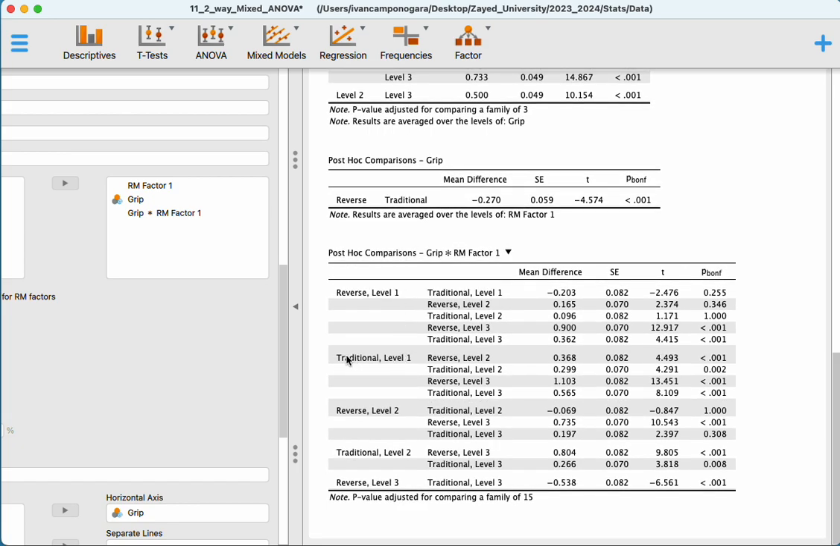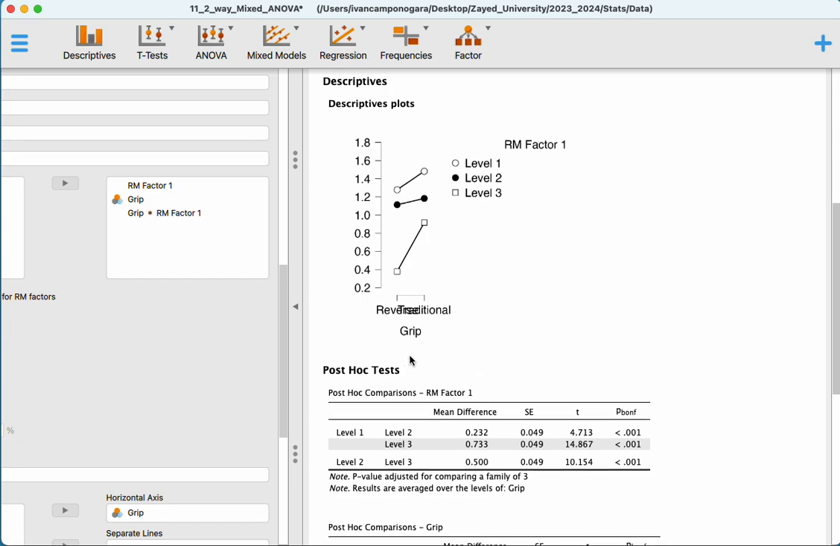Now, let's see inside the traditional grip. So I compare the traditional level 1 with the traditional level 2. Oh, and I see that it is strongly significant. It's way, way lower than 0.05. So I go to check in my graph.